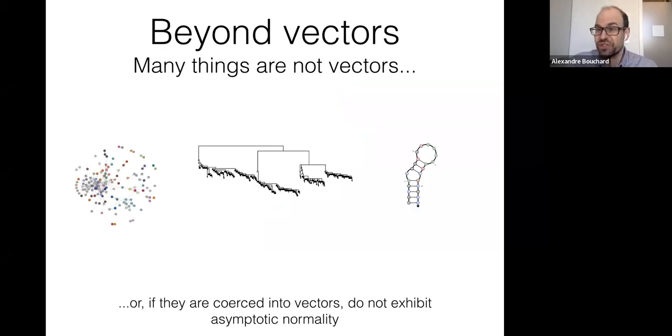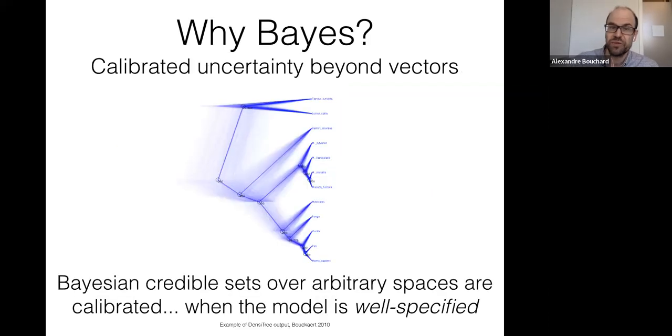But in computational biology, we often need to estimate things that go beyond vectors. We encounter things like networks or phylogenetic trees or conformations, and they are not a good fit for the classical ways of estimating uncertainty. That's one area where the Bayesian framework really shines: it can give us calibrated uncertainty beyond vectors. So some uncertainty over trees, for example.